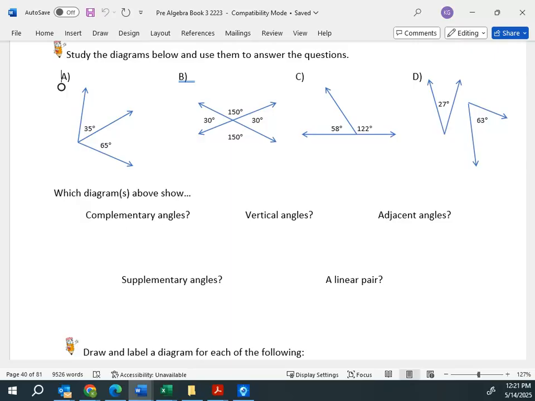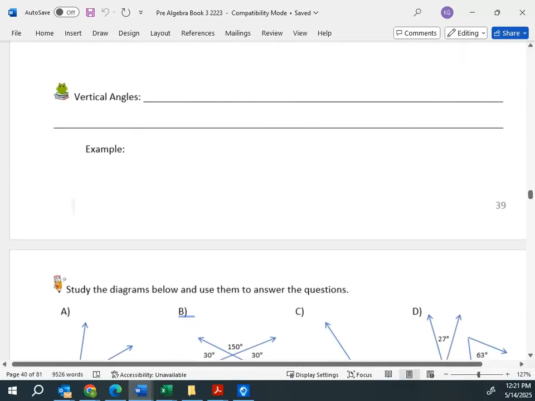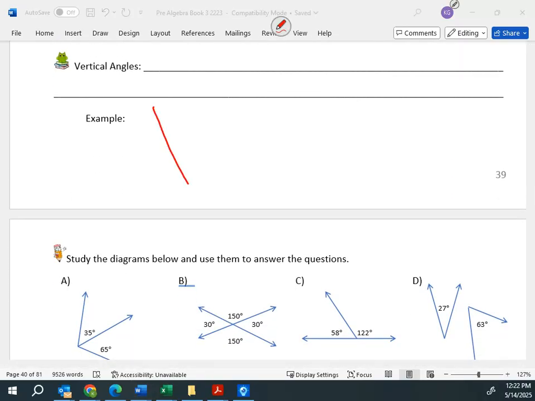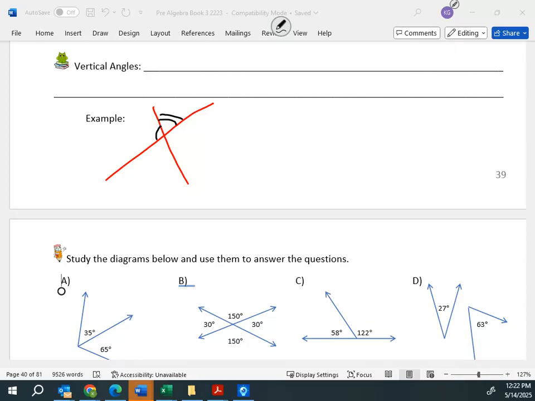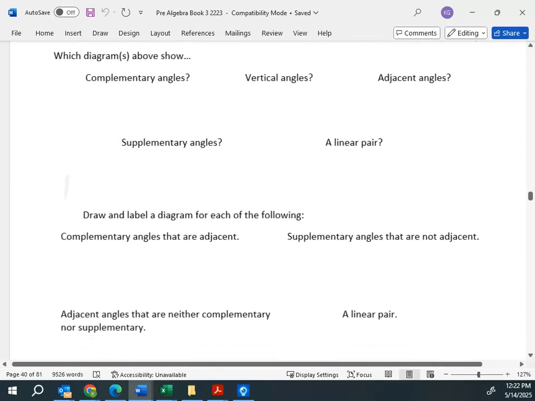Fallon. Is a vertical angle adjacent? So if we looked at that X, right? What does it mean to be adjacent? They share common sides. So if I'm looking at this angle and this angle, do they share a common side? Yes. They do. All right, so that's the first half of the page.